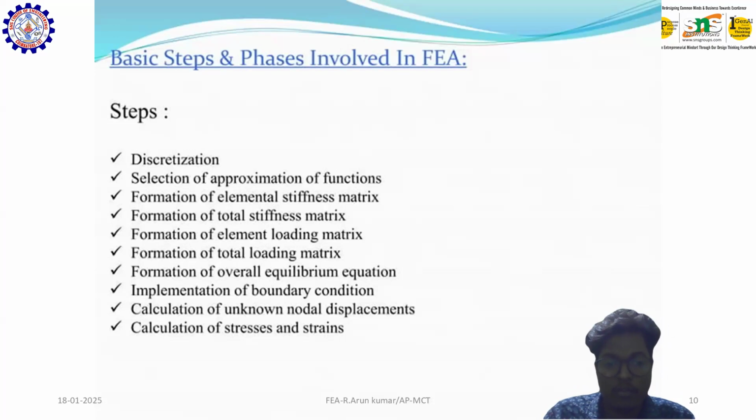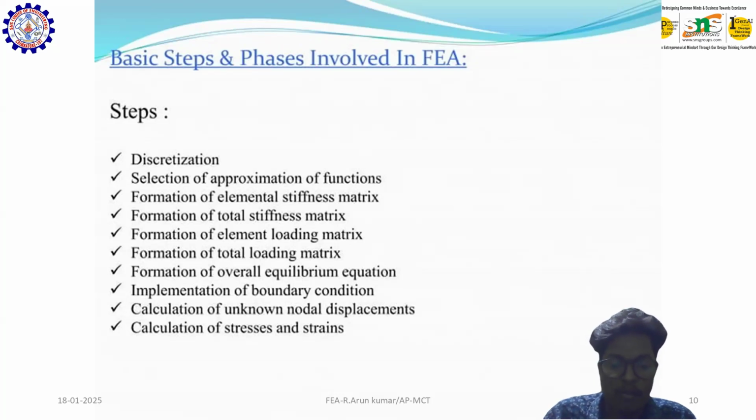Then after that, using these, we have to find the stiffness matrix. The stiffness matrix we have to find element-wise. If you take n number of elements, we have to find the stiffness matrix for each of the n elements. After that, you take the summation of the stiffness matrices of the respective elements.